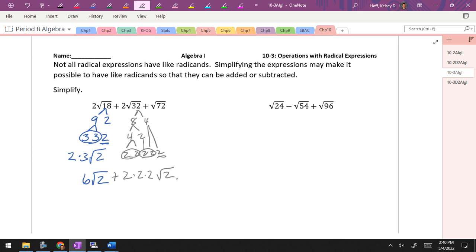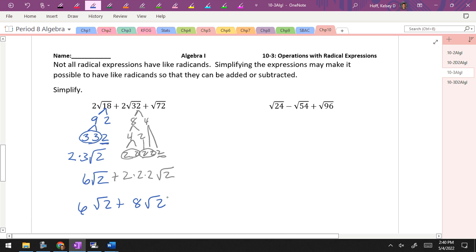Okay? So I have 6 square root 2 plus 8 square root 2. Okay? Now I have 72. 36 2. 7, 9, and 8. It's probably a little more simple, yeah. 6 and 6. Oh, I was gonna say 9 and 8. But 3 7. 2.